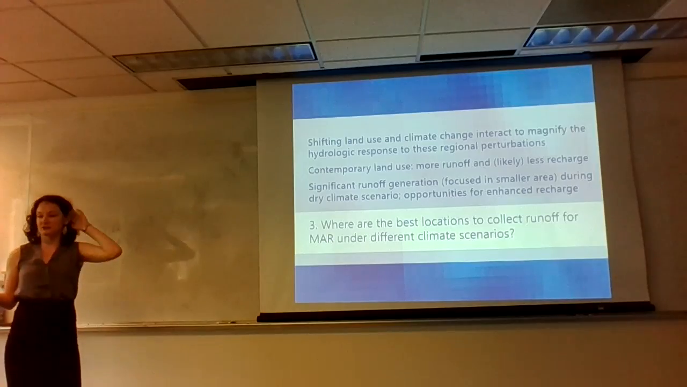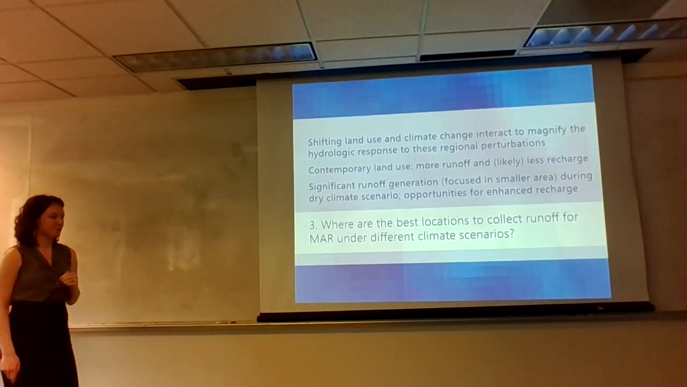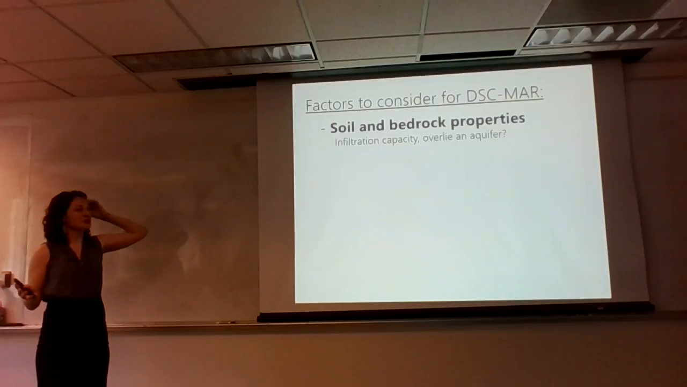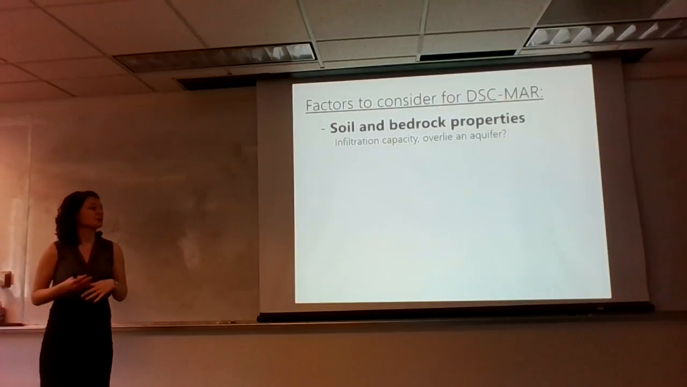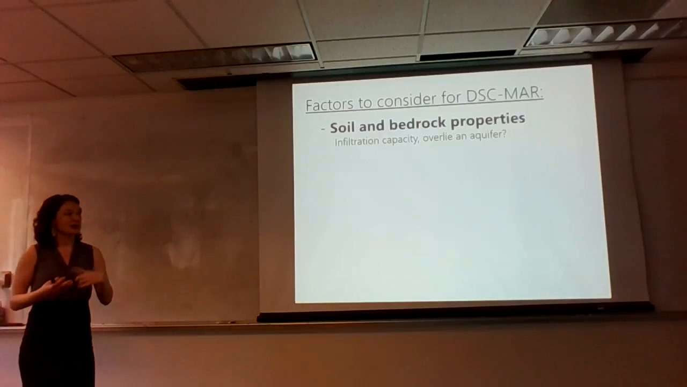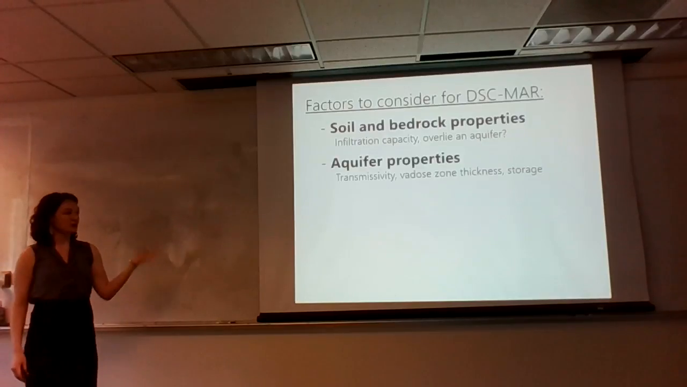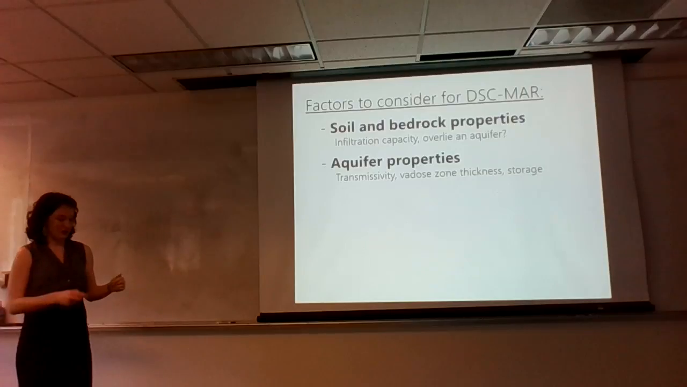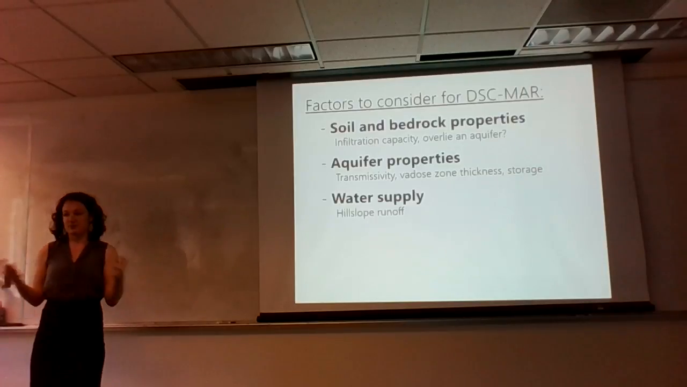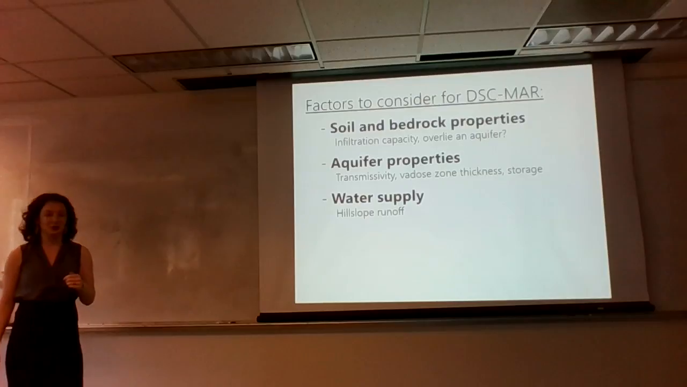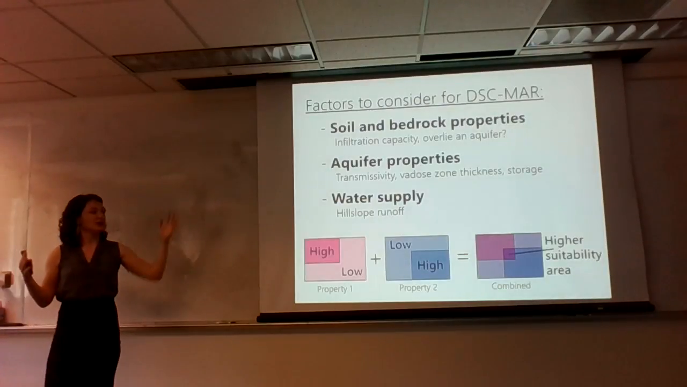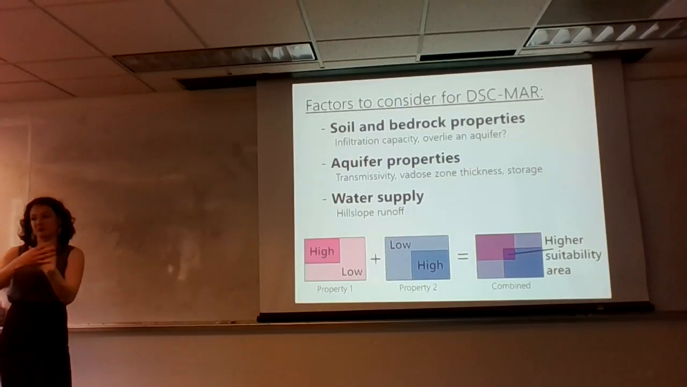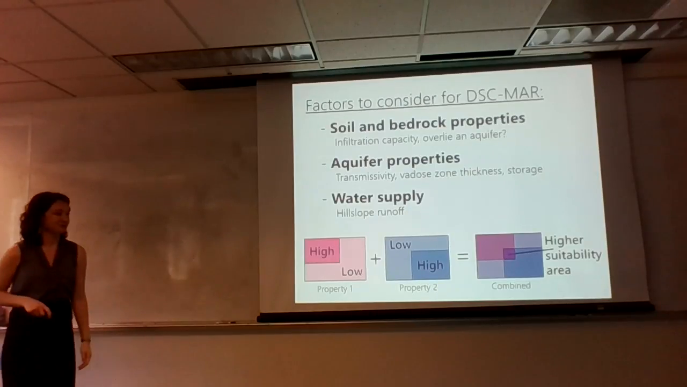Where are the best locations to collect runoff for MAR during the different climate scenarios? So there are many different ingredients to a successful DSC MAR project. First, we want to consider soil and bedrock properties. So how quickly can water pass through the soil, and does the location overlie an aquifer? There's also properties of the aquifer itself. So how much storage is available, how quickly can water spread out once it reaches the aquifer? And finally, the supply of water for managed aquifer recharge, which in this case, I'm focusing on hill slope runoff. We have spatial maps that represent all of these properties, and by overlaying them, we can try and find locations that have relatively favorable values for all of them, as shown in the schematic here.